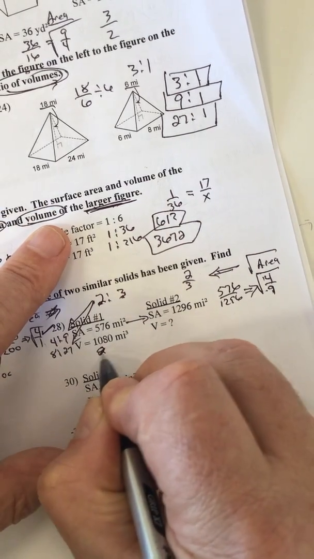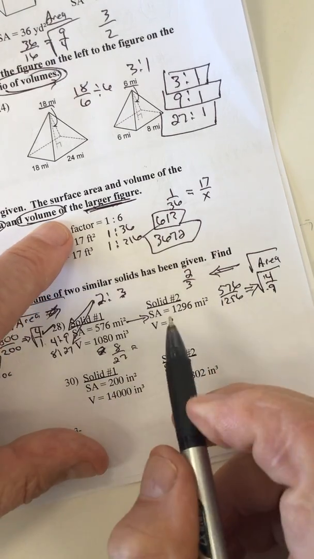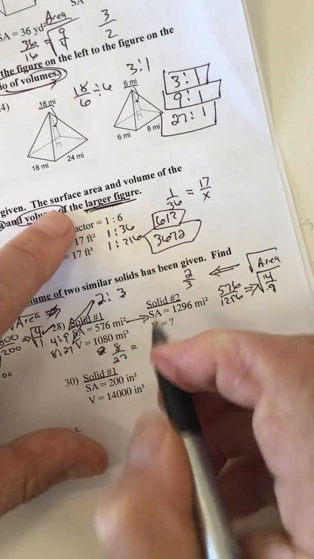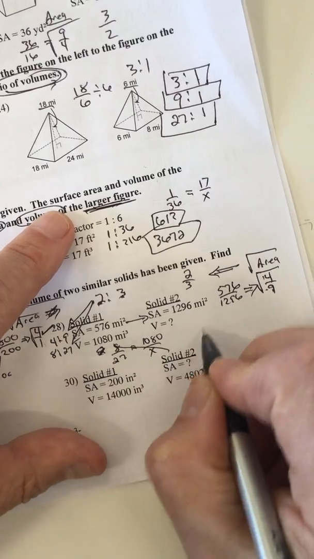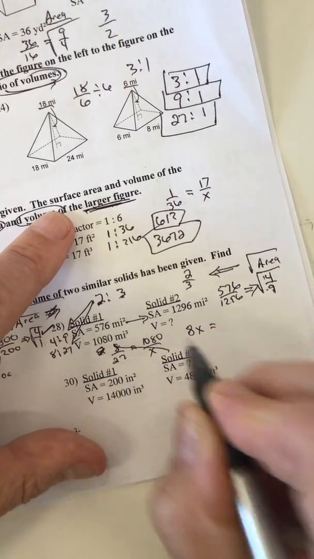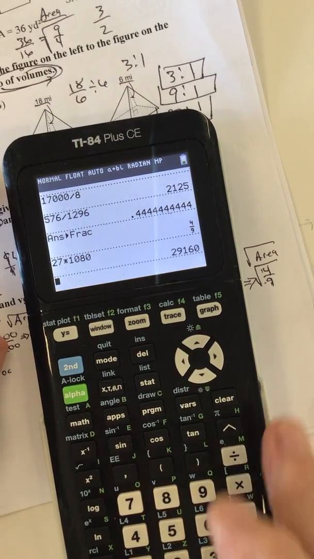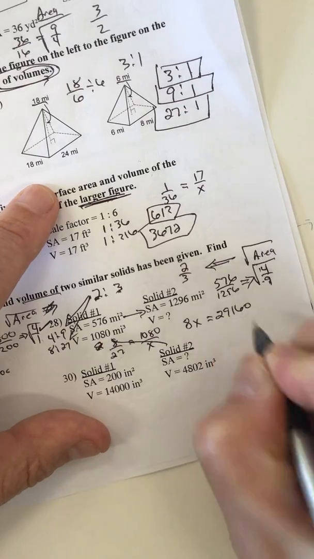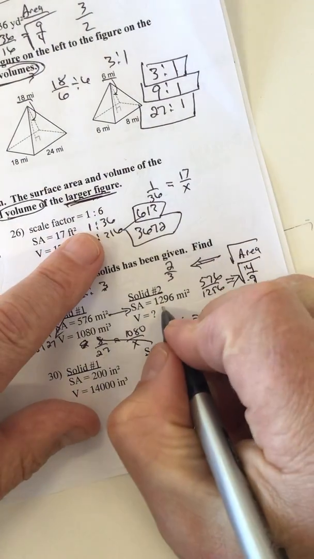So I have 8 to 27. Now, this is small to big, so small is 1080 to unknown. So when I cross multiply, that gives us 8x equals 27 times 1080, which is 29,160, and divide off the 8. That's 3645.